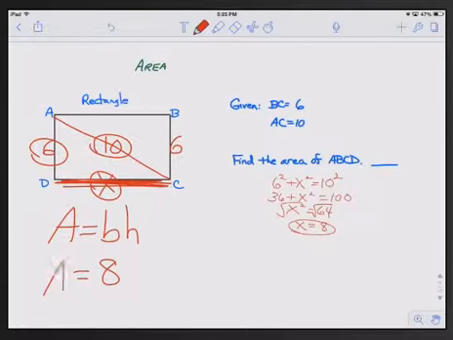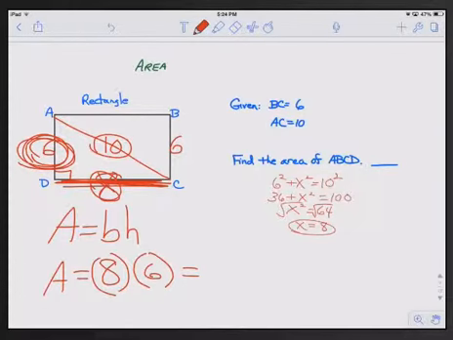So the area equals the base times the height. The height has to be perpendicular to the base. So this 6 can be the base if this 8 is the height, or technically it could be the other way around. In any case, 6 times 8, the area is equal to 48.